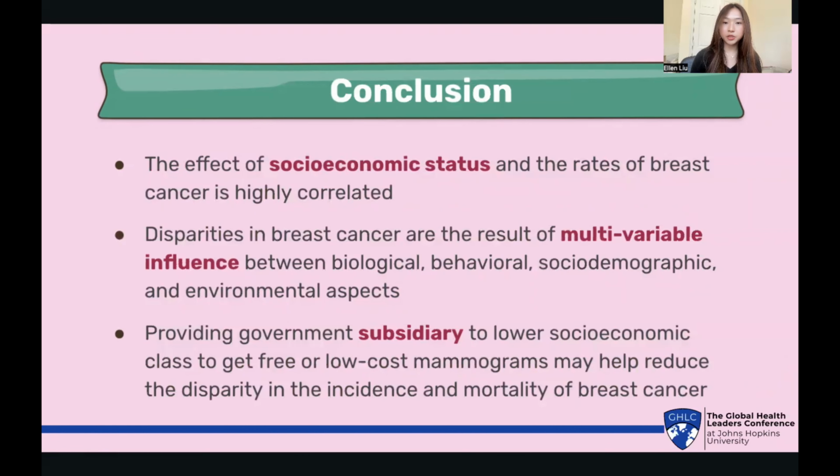Overall, the effect of socioeconomic status and the rates of breast cancer is highly correlated. Disparities in breast cancer are the result of multivariable influences and many factors, such as biological, behavioral, socio-demographic, and environmental aspects. And it's super important that we provide government subsidies or support to lower socioeconomic classes to get free or low-cost mammograms that can help reduce the disparity in the incidence and mortality of breast cancer worldwide.